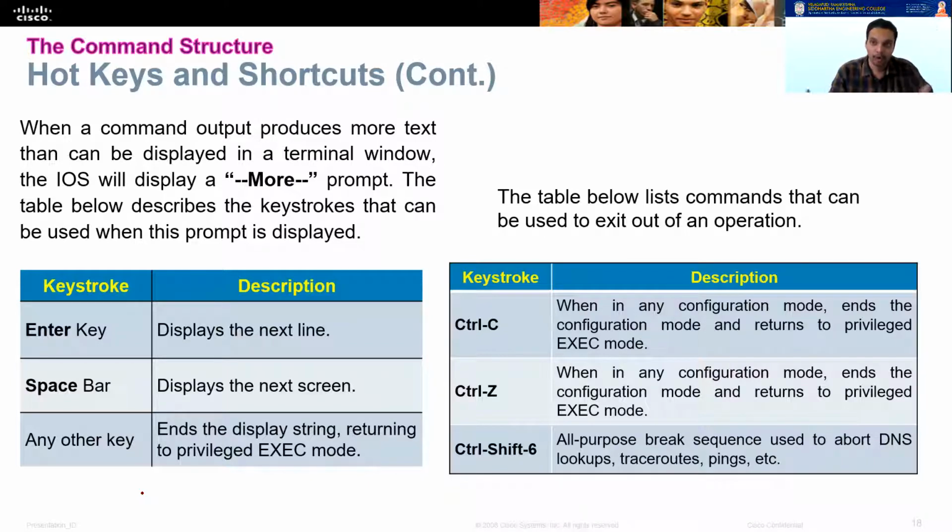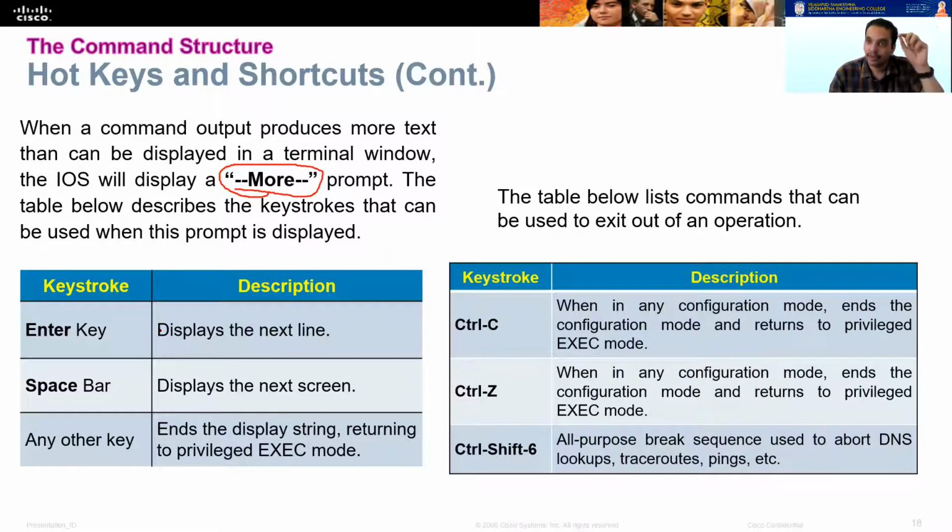So when there is more output to be shown, you always see something, if you see here, "more" is written down, right? So whenever you see a more, that means there is some more output that is to be displayed. In order to check that output, if you press enter, it will show you only the next line of the output. If you press the space bar, it will take you to the next screen. And if you press any other key, it will completely remove that and you will get back to the original privileged executive mode, which is denoted by the device name and a hash.